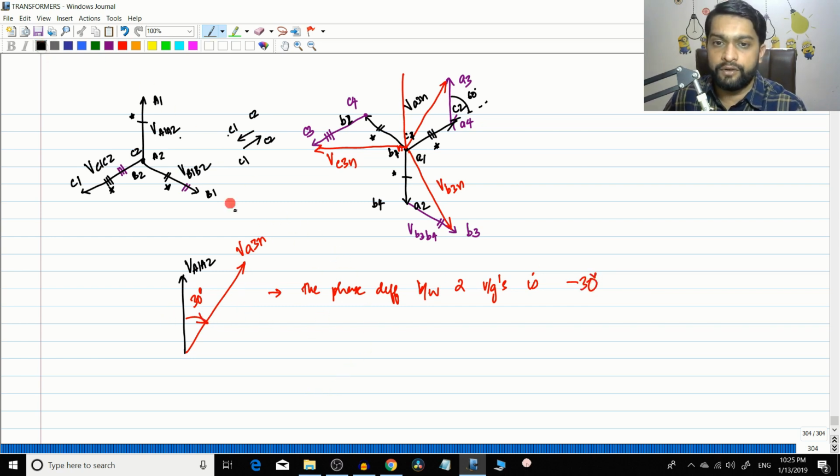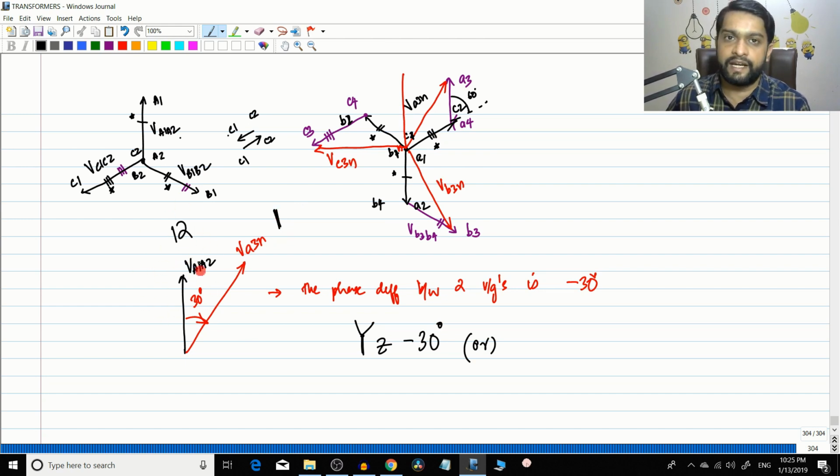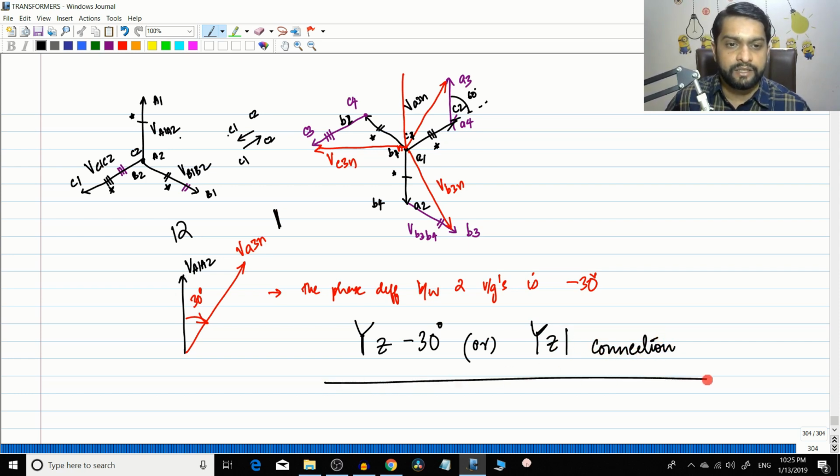Therefore this connection you can call a star Y, right? Capital Y for the primary star connection, and small z for the secondary zigzag connection, and how much is the angle? Minus 30 degrees, right? Or with respect to clocks, this will be 12 o'clock and this will be 1 o'clock. Always the primary voltage is taken as the 12 o'clock, right? So this will be the YZ1 connection. It looks like the star delta or delta star connection. In star delta and delta star connections also you had found minus 30 degrees or plus 30 degrees, etc.